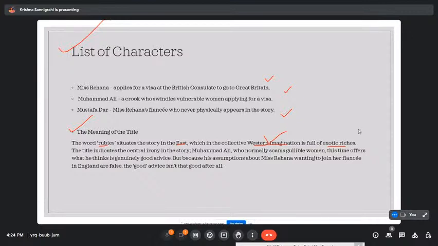So the title indicates the central irony in the story. Muhammad Ali, who normally scams gullible women, this time offers what he thinks is genuinely good advice, but because his assumptions about Miss Rihanna wanting to join her fiancé in England are false, the good advice isn't that good after all. So it's about the advice, the character, the riches, and the perception of the East by the Western imagination.